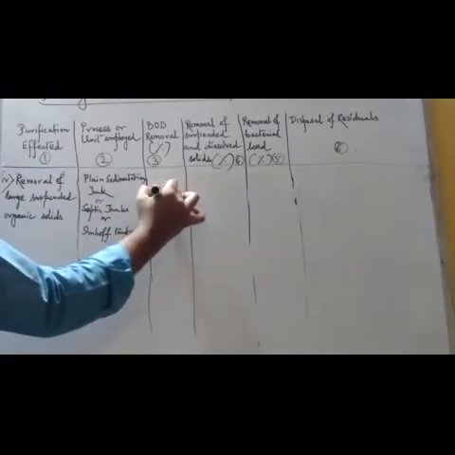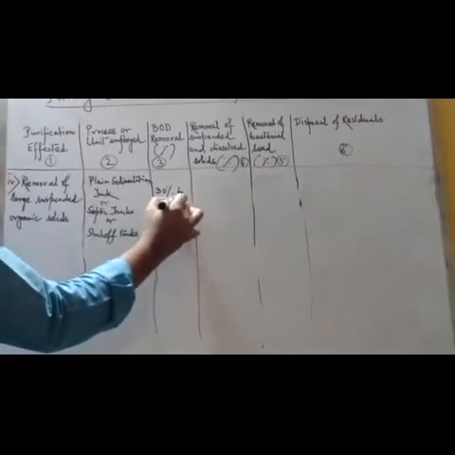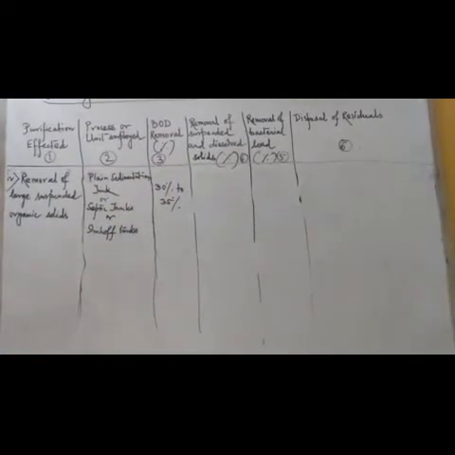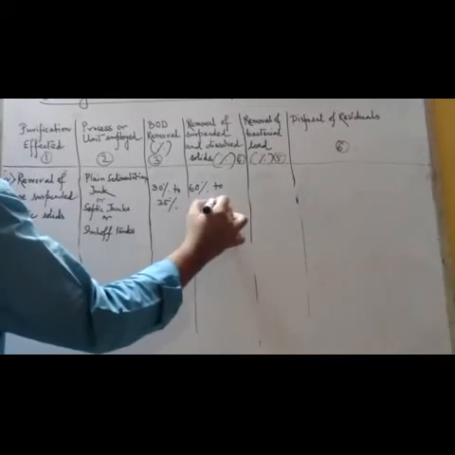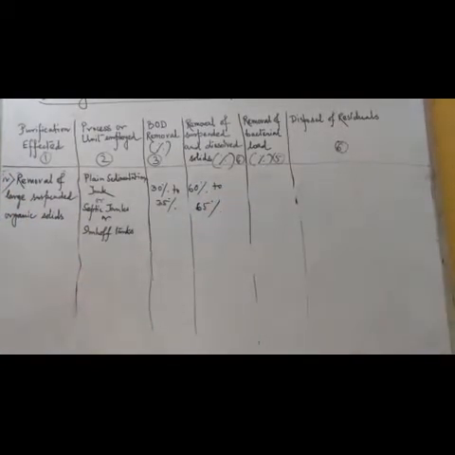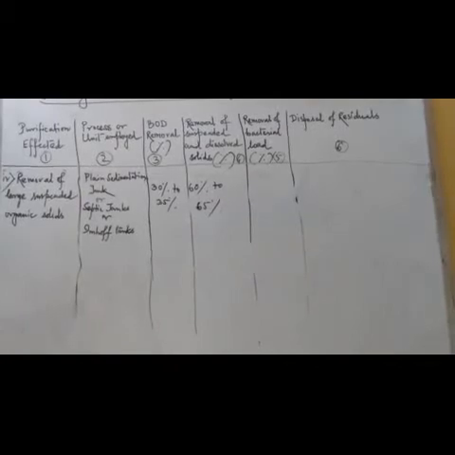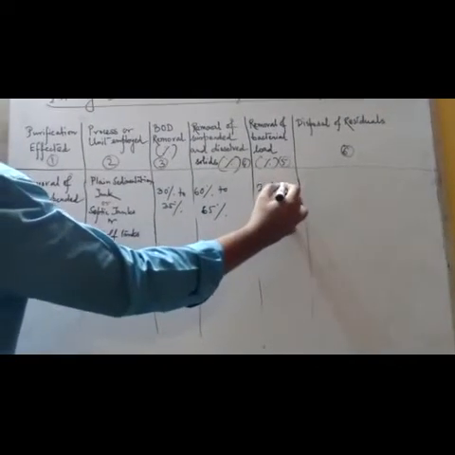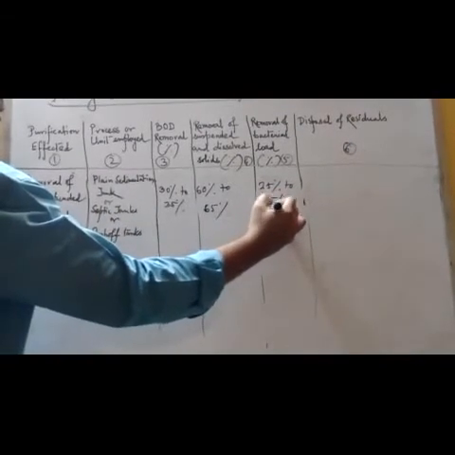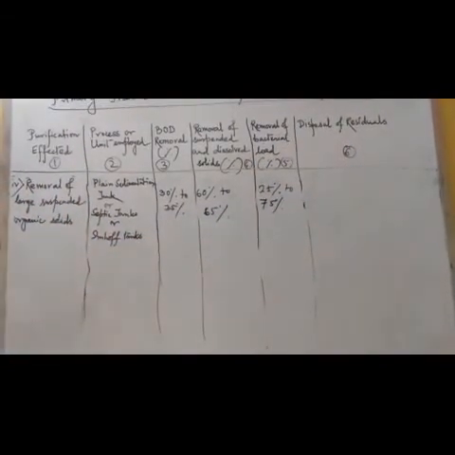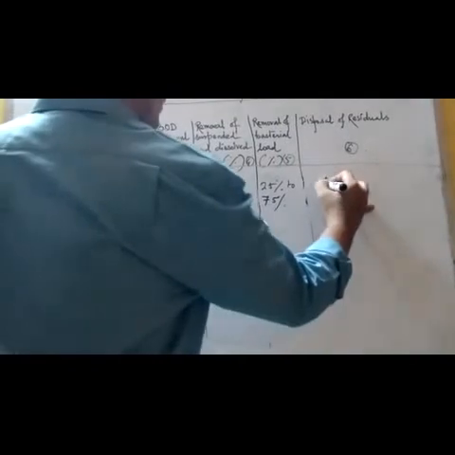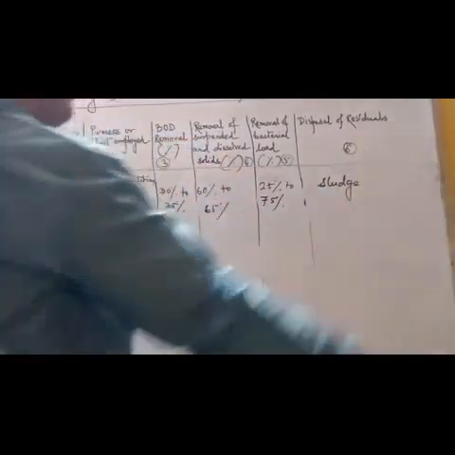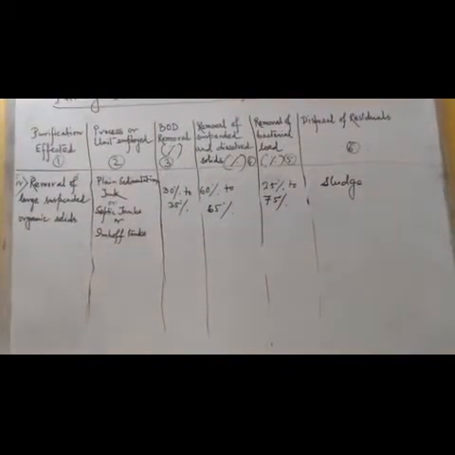That is 30% to 35%. And what is the removal of suspended and dissolved solid? That is 60% to 65%. And what is the removal of bacterial load? That is 25% to 75%. What are the disposal of residuals? That is sludge. Okay. So this is all about the primary treatment units.